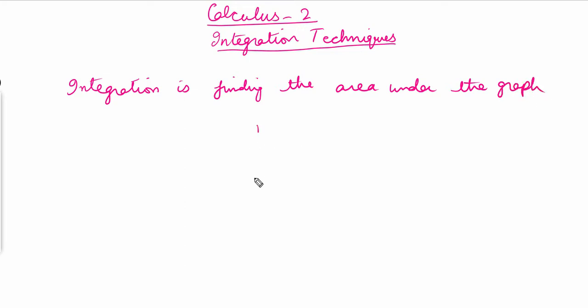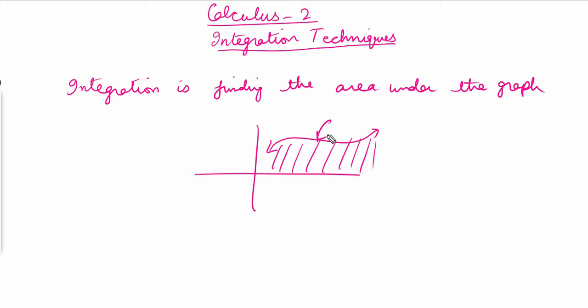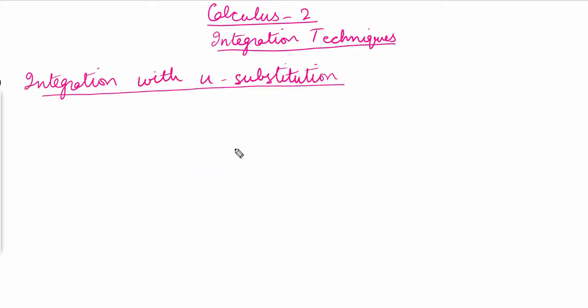So let's suppose we have a graph just like this, and if we have to find out the area under this graph, we have to integrate the function of this graph, that is, let's suppose f of x. Alright, so now we're going to discuss some of the techniques by which we can integrate several functions. The first technique that we have to discuss is integration with u substitution.